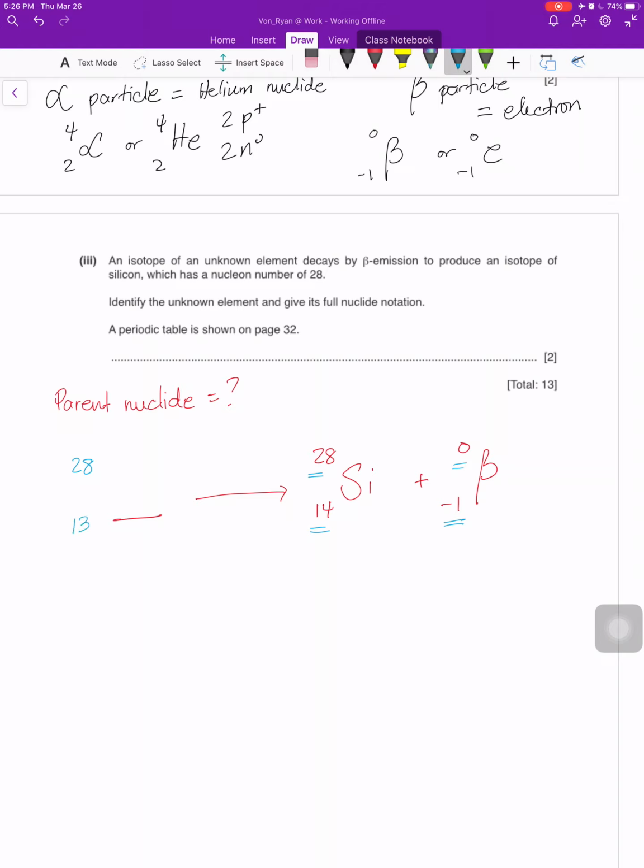And if you refer to the periodic table, atomic number 13 is actually aluminium. So the correct answer here is aluminium with a nucleon number of 28 and an atomic number of 13. That's how you answer this question.